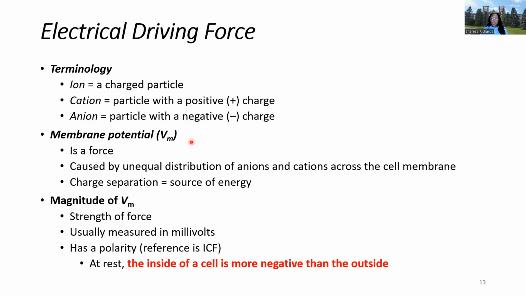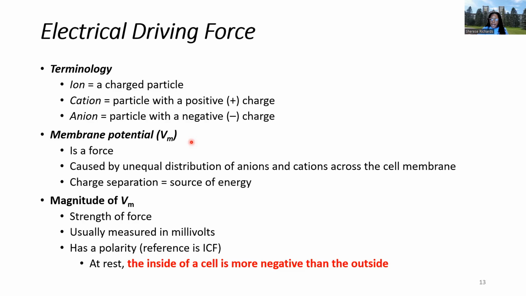So again, if you think about sodium, there's more sodium on the outside of the cell, which creates more of a positive charge on the outside. There's less sodium on the inside of the cell, which creates a negative charge on the inside. And there we have a driving force. It wants to move sodium from a positively charged area. It's attracted to that negatively charged environment, and so it wants to get on the inside of the cell.